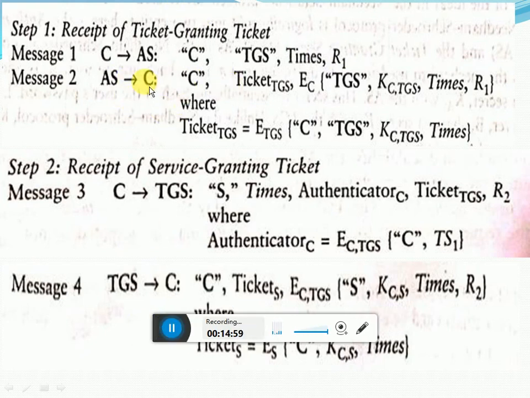And the second message, moving from the authentication server to the client, includes a session key, K_C,TGS, which is going to be used between the ticket granting server and the client. That key and the time information which was sent by the client to the AS, the nonce which was sent by the client to the AS, and the identity of the ticket granting server, which is generated by the client itself. All these things are encrypted using the long-term key of the client, which is shared between the client and the authentication server. So this particular information is now encrypted using the secret key of C.